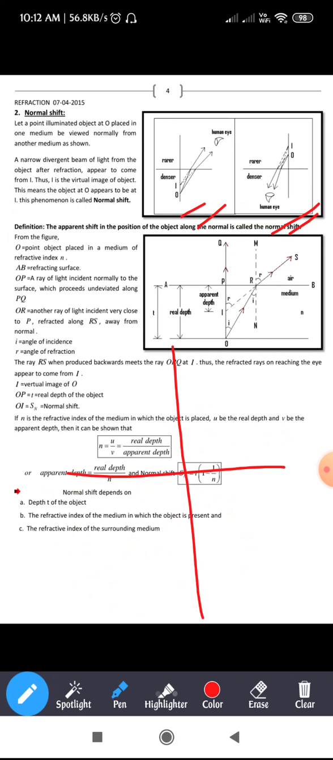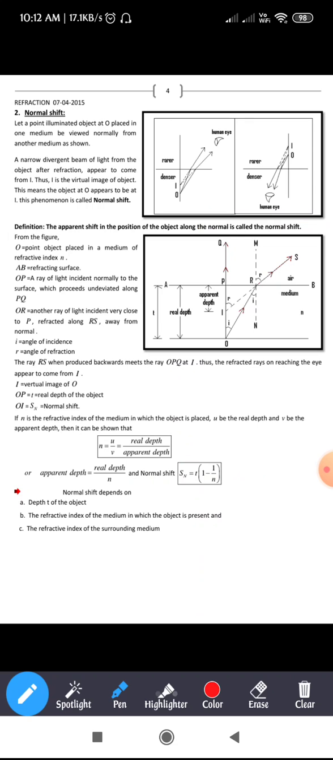When you see an object placed in the rarer medium from the denser medium, it appears as if the object is very far from you, even though it is placed very close. For the person seeing from the denser medium, the object appears to be placed far away. This is what we call the normal shift.